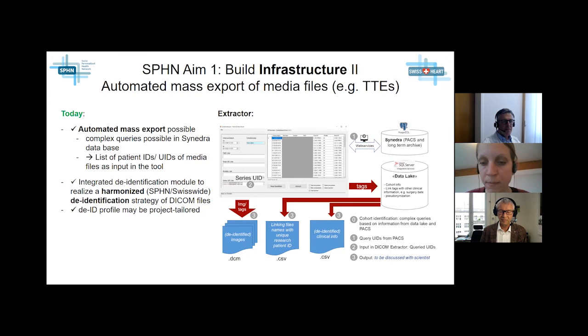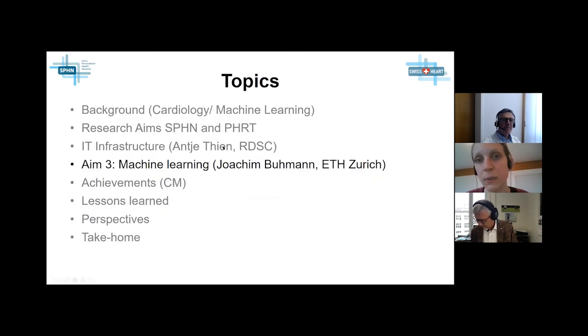At this point, I would also like to thank Alina and Fabian from the ETH, who contributed a lot to some of the aspects and the infrastructure implementation that we were able to establish in the frame of the project. We're not quite there yet, but I think we made huge progress, and many thanks for your contribution in this regard.